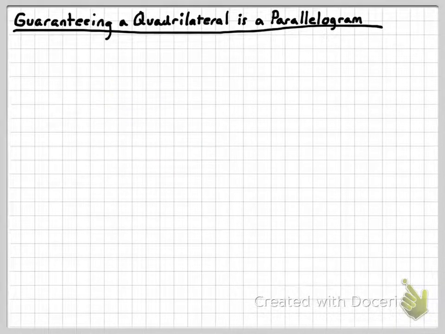Another way to guarantee that a quadrilateral is a parallelogram. You might recall that a parallelogram's diagonals have to bisect each other. Alright, well, I'm going to draw two lines that intersect one another, and I'm going to make them intersect at their midpoints.